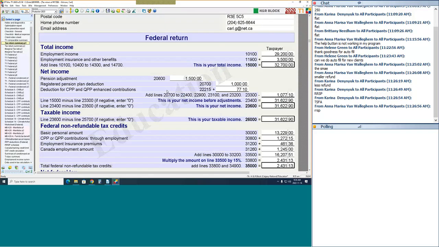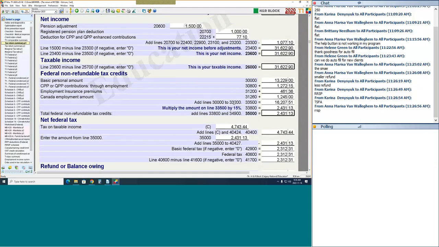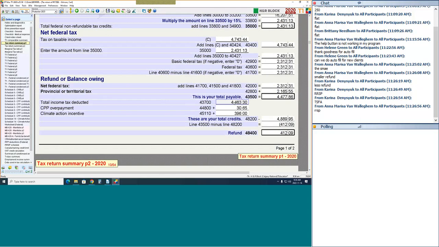And if I go here, I can see that he did have some EI income, but not a lot. And he's pretty low income. He did have some deductions in addition to that. So he did have his registered pension plan. And when I go down to the bottom, he doesn't have to worry about a repayment or a clawback for EI. His income is too low for that. He also had a CPP overpayment. His employer took too much CPP off.